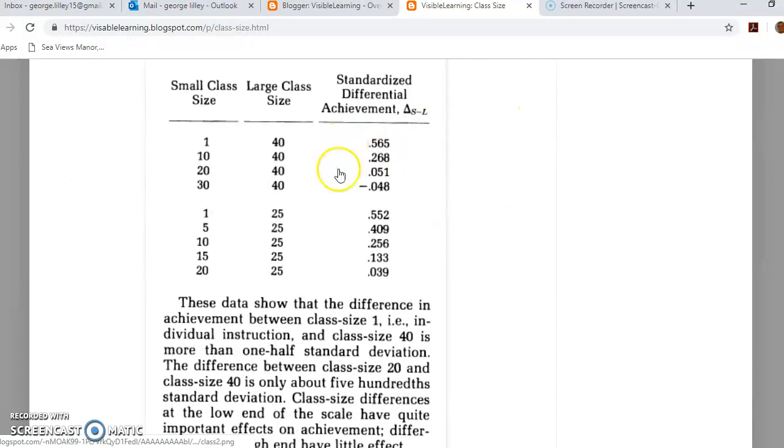Glass and Smith publish a table of different class size reductions, so I'm guessing Hattie got his average from this table. These are the effect sizes, but if you average those, you get 0.25, not 0.09. And in any case, if you did average all of those, you'd have to ask, what does that average mean, given that these are different class size reductions?